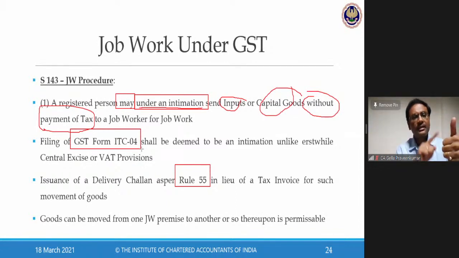First thing, a registered person, removal under intimation. Second, removal of inputs and capital goods. Third, without issuance of a tax invoice. Fourth, filing of a periodical return called ITC 04. Fifth, movement of goods from one job worker to another job worker. Now, this is the entire process which is covered under section 143.